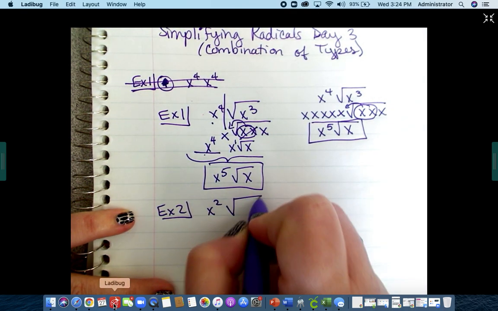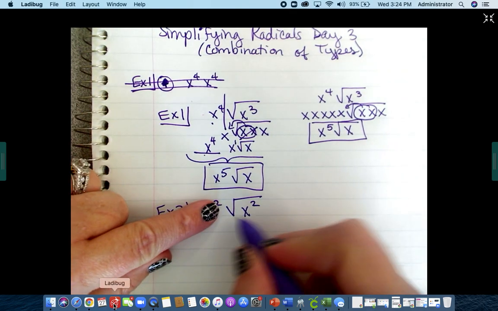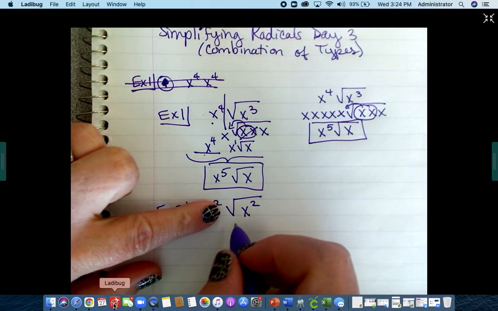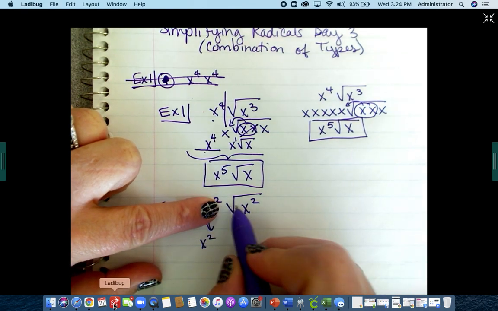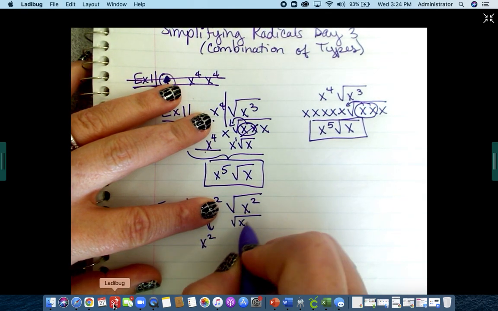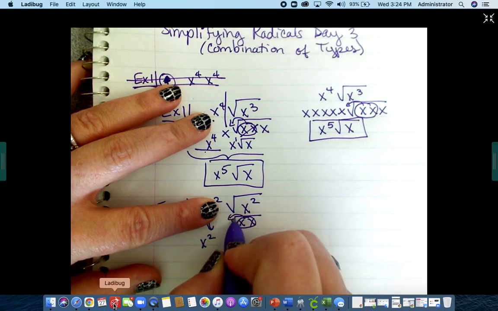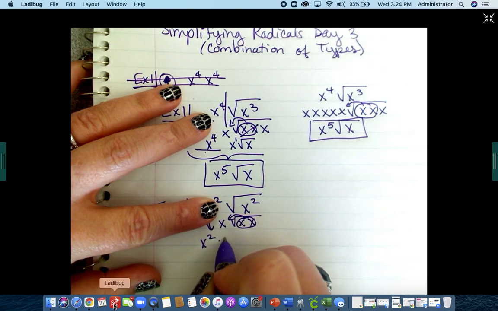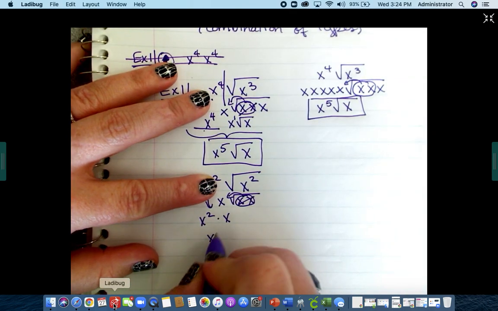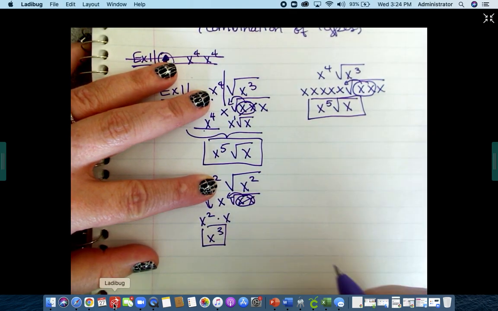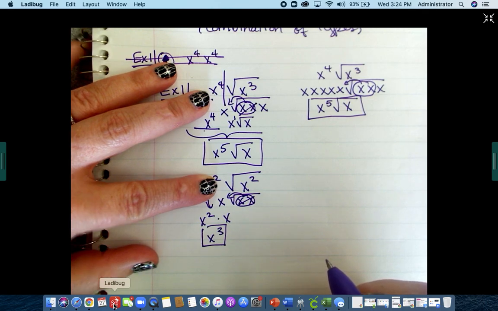X squared times the square root of x squared. Now these should be at the top of your notes from yesterday. So this we keep. And the square root of x squared means how many pair do we form? 1. So if we multiply this x squared by this x, that gives us x to the 3rd power. And that's our final answer.